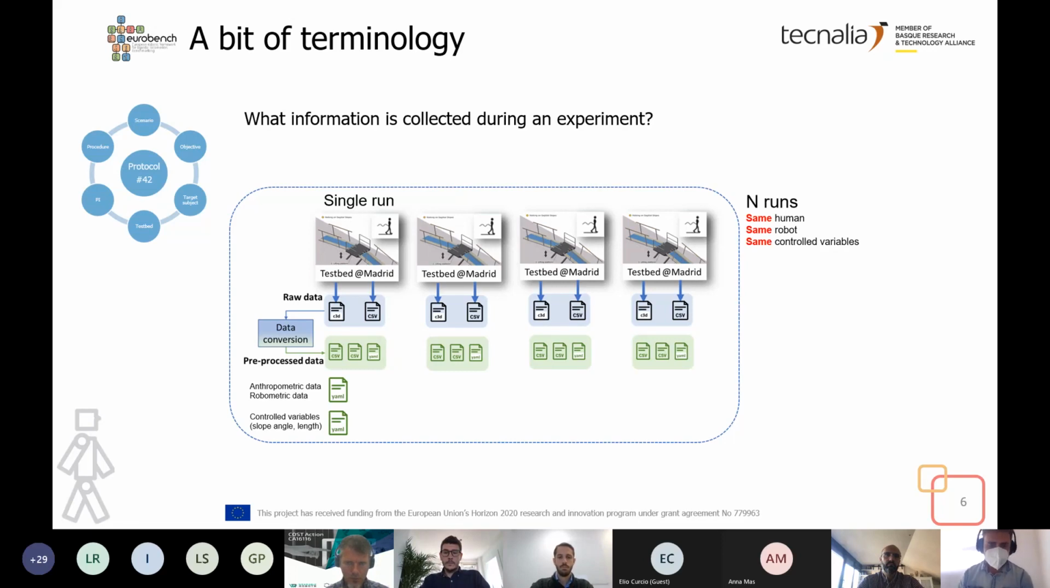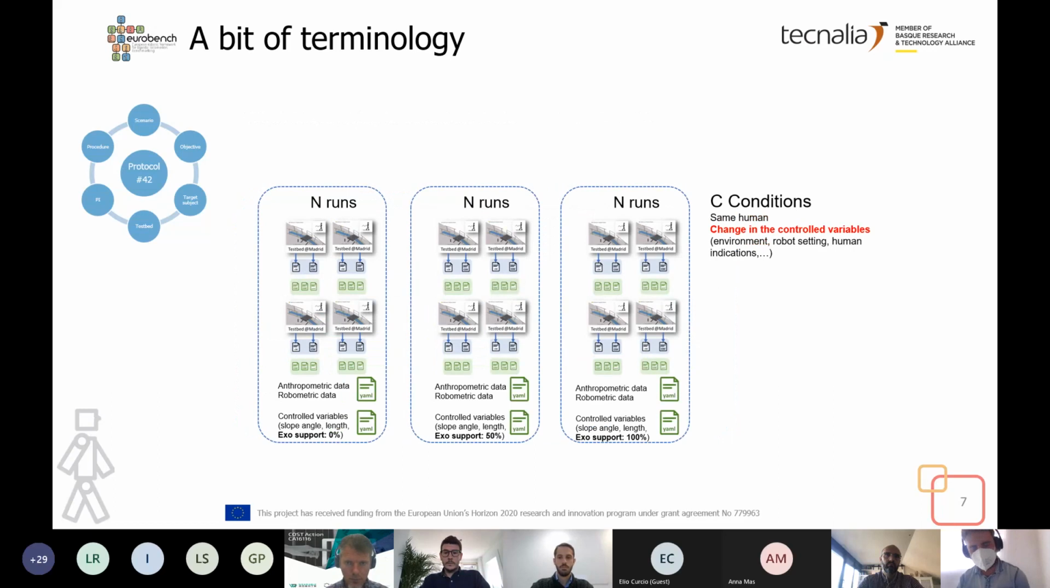So the files get bigger and bigger, and it could be bigger when you decide to change one of the variables of the experiments. For example, if we are testing a protocol in which we are working on a slope wearing an exoskeleton, we can have the angle of the slope, the length of the slope, even the support that the exoskeleton provides to the user.